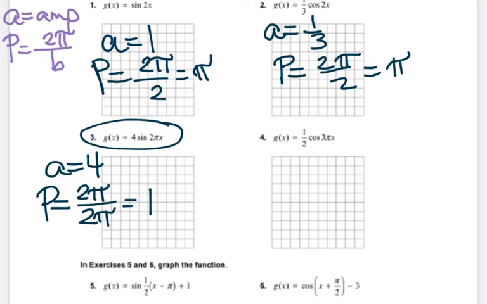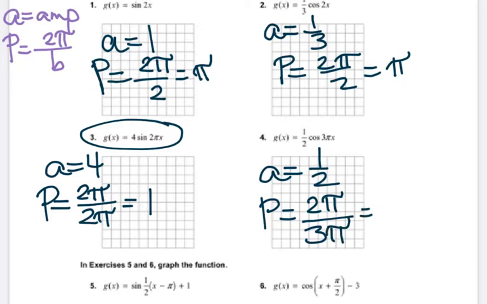For 4, if you were going to do the same thing here, A is 1/2. It's the number in front. The period is 2 pi over B, and here B is 3 pi, which means it reduces to 2 over 3. Same thing on 5 and 6. If you were just going to identify what the period is, you take the number B in front, and you take the number A in front. So here A is 1, B is 1/2. For number 6, A is 1, B is 1.